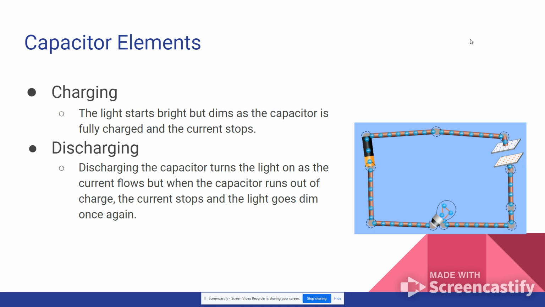When charging the capacitor, the light starts bright, but dims as the capacitor is fully charged, and then the current stops. When discharging the capacitor, the light turns on as the current flows until the capacitor runs out of charge. The current stops and the light goes dim once again when the capacitor runs out of charge.